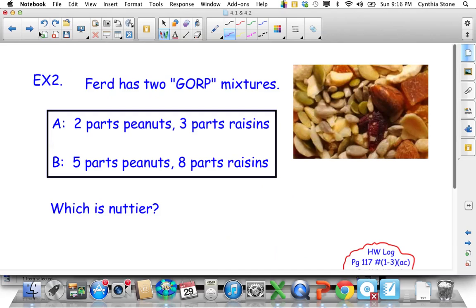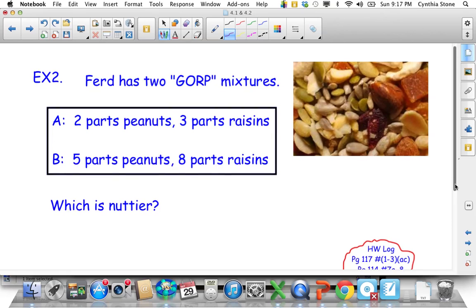One more question. Ferd has 2 gorp mixtures, which is good old raisins and peanuts, which, by the way, is a terrible picture because that's not just raisins and peanuts. But anyway, he's got 2 mixtures. One that has 2 parts peanuts and 3 parts raisins, and the second is a 5 to 8 ratio, in which is nuttier. And I wonder how you could figure out what gives you the biggest ratio. There are different ways you can do this.